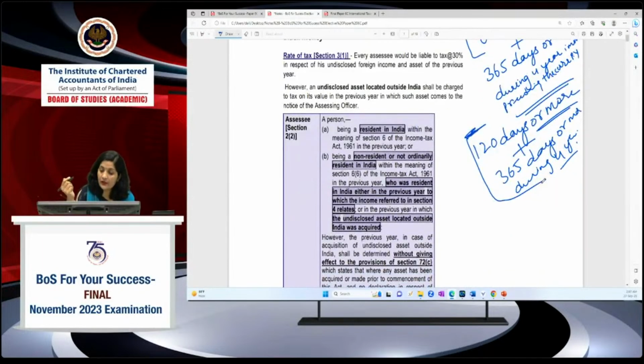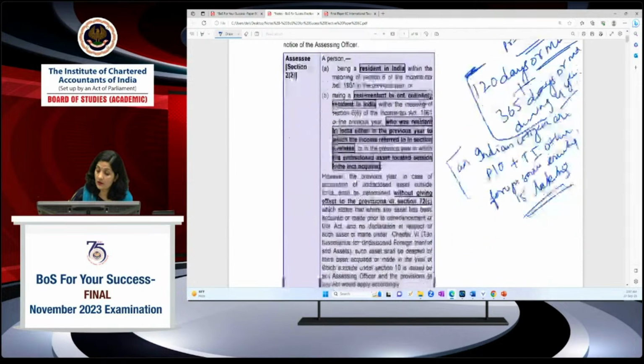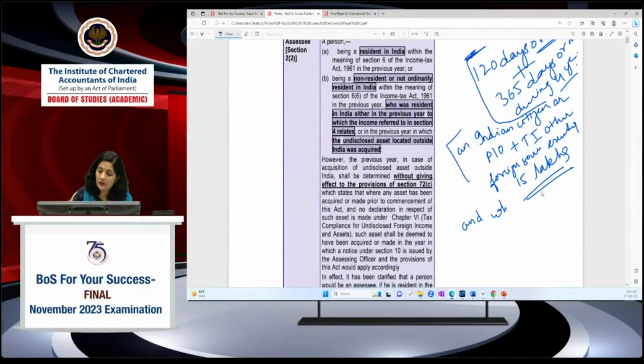See, this 120 days or more plus 365 days condition is applicable for an Indian citizen. Very important. Or a person of Indian origin who is having total income other than foreign source exceeding 15 lakhs, and who comes on a visit to India.